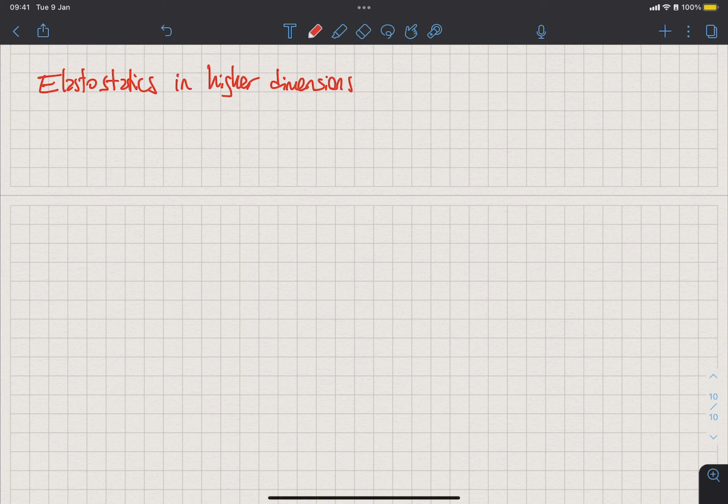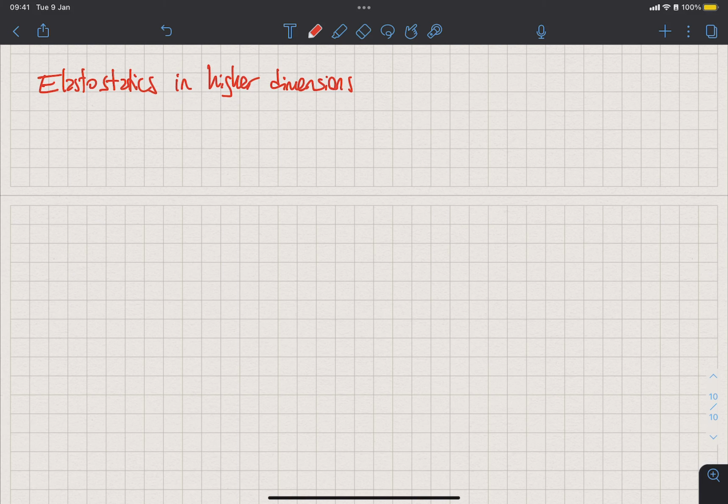And if you notice, I started with elastostatics in 1D, and then I moved to heat conduction in 1D, and then I moved to heat conduction in higher dimensions, right? And now I'm moving to elastostatics in higher dimensions. The reason I do that is because heat conduction in higher dimensions is still a scalar problem, right? So the temperature field is a scalar field regardless of whether you're talking about 1D or 2D or 3D. Now in elastostatics, things are different.